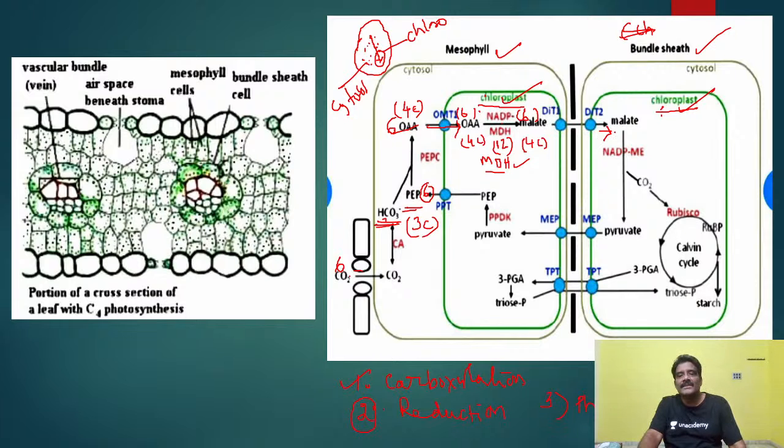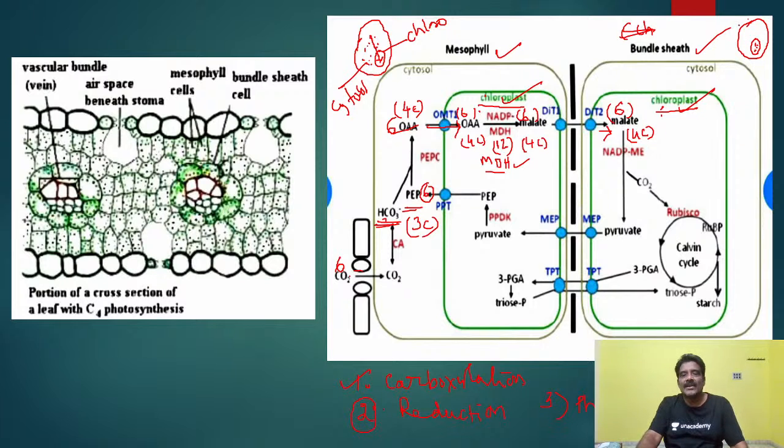And then what happens here? What about the malate here? So malate, or malic acid, is 6 molecules only, no? There is no change here. 6 molecules, a 4 carbon compound. And this is in the chloroplast of the bundle sheath. So here this is the bundle sheath. Okay. So the chloroplast is there, and only stroma is present here.